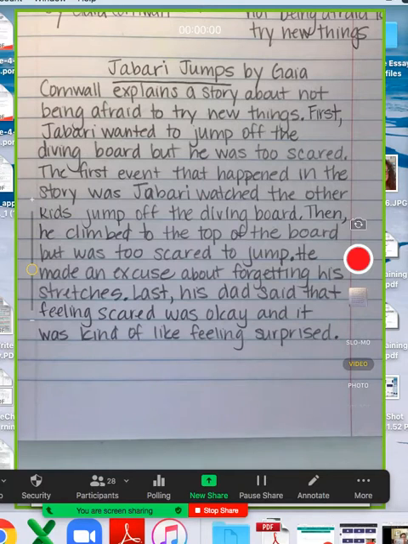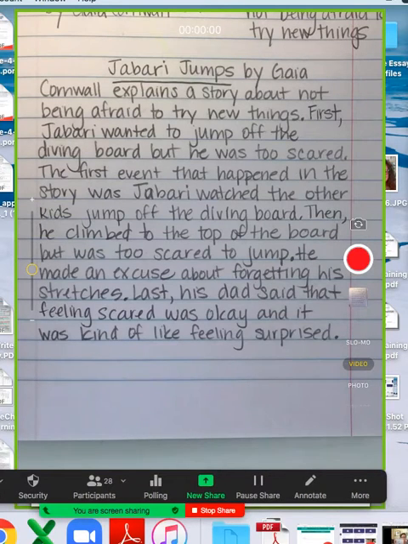Naya, you gave us our first sentence. Do you have an idea for the last sentence too? I see you, Kaya. Yeah, all in all, the theme of the story was it's okay to be scared. Yes, I love that. What were you going to say, Kaya? I was gonna say, in the end of the story, Jabari learned that it's okay to feel scared.